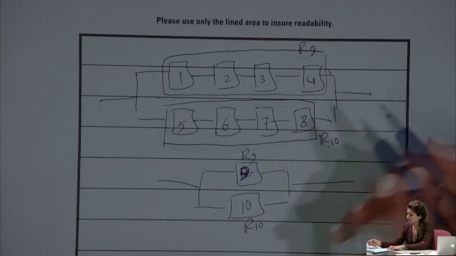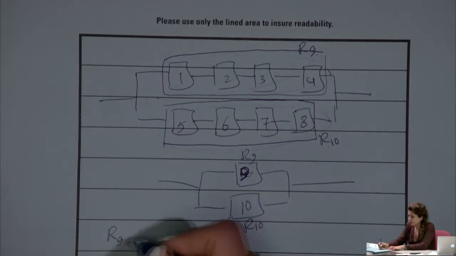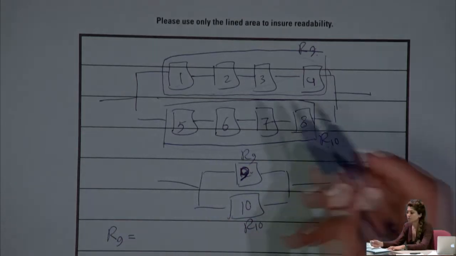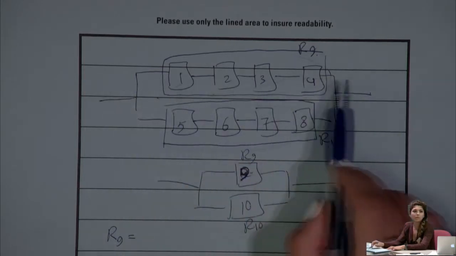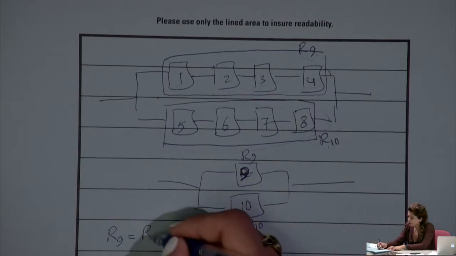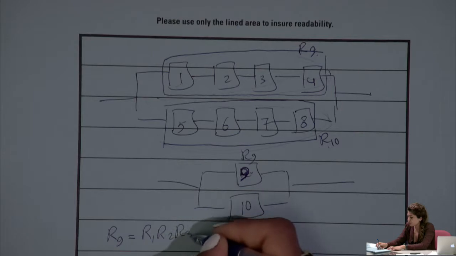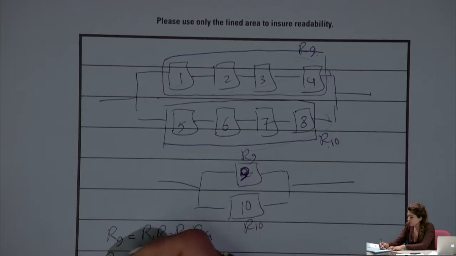Now, what is the reliability of block 9? What is R9 equal to? So it's a series of components, so it's going to be the multiplication of all of them. So you're going to have R1, R2, R3, and R4. What is R10? R10 is R5, R6, R7, and R8.